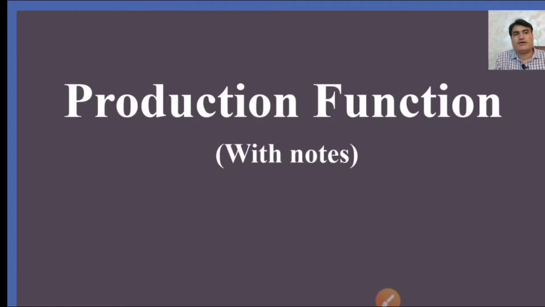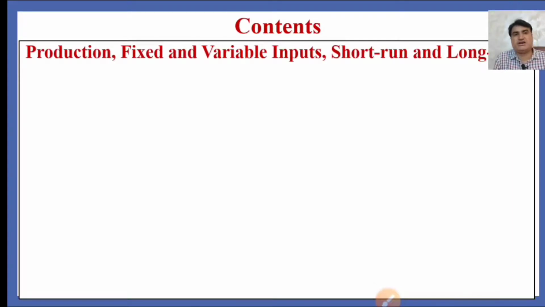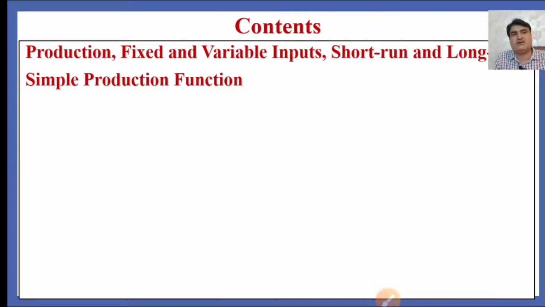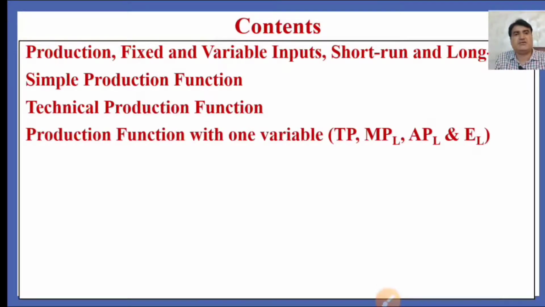I am Dr. Keval. Today we shall learn production function. In this lecture we shall discuss what is production, what are the inputs, what are the fixed and variable inputs, and what is short run and long run period, and what is simple production function, what is technical production function, what is production function with one variable, in which we learn that TP means total productivity, MPL that marginal productivity of labor, APL means average productivity of labor, and EL means elasticity of labor.